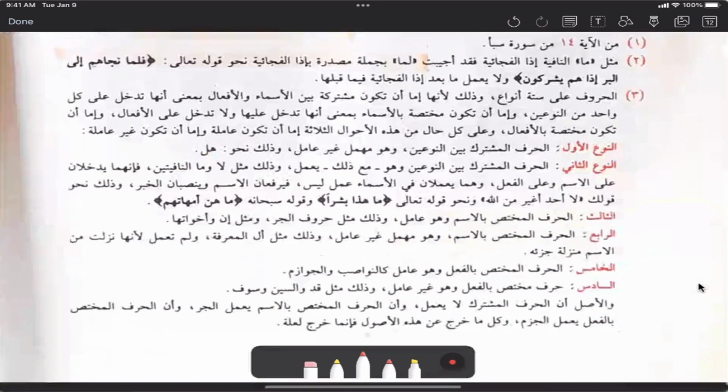Wallahu a'lam. We finished the whole chapter on particles, mashallah, that Ibn Hisham wanted to give us.